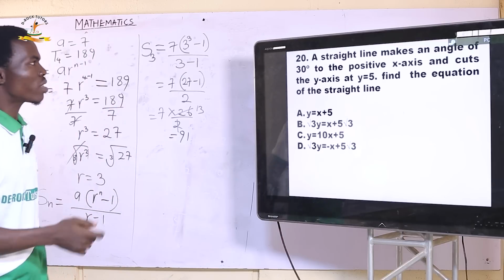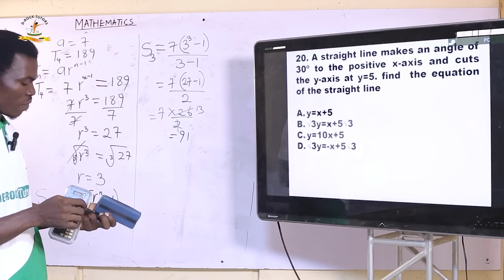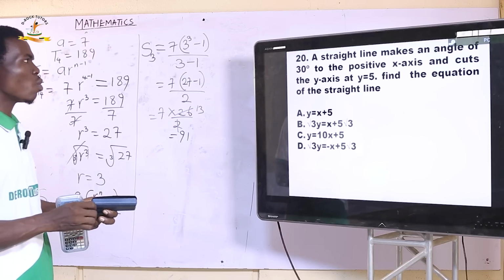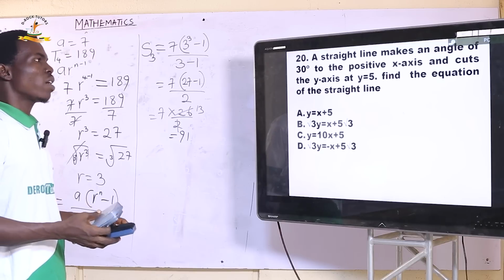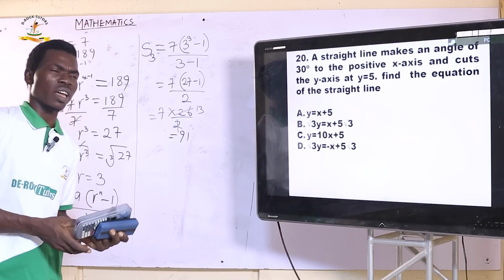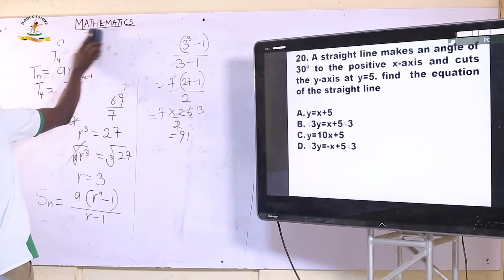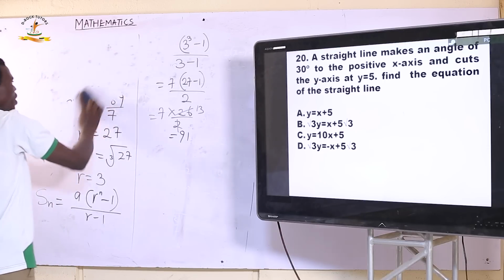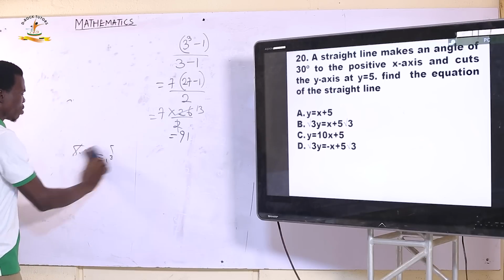So our next question says, a straight line makes an angle of 30 degrees to the positive x-axis and cuts the y-axis at y equals 5. Find the equation of the straight line. And this is still what? This is still our equation of a straight line problem, or you call it gradients of a straight line. So let's do justice to that.